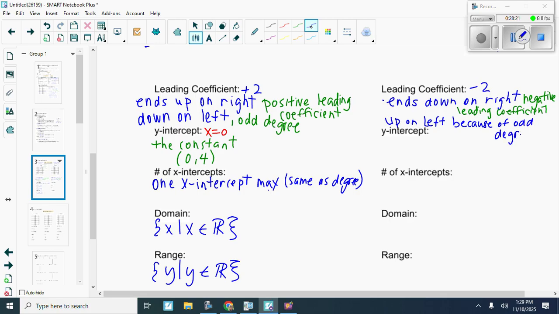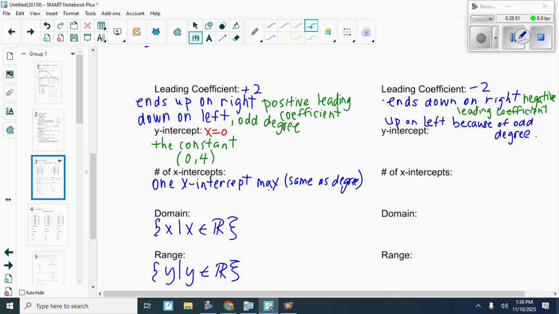So when things are an odd degree, like 1 or 3, we have opposites. When it's an even degree, we have same. I'm probably going to do a lot of hand signals to help you visualize. So this way is your positive leading coefficient. When it starts up and it goes down, that's your negative leading coefficient. And they're opposite of each other because of the odd degree.